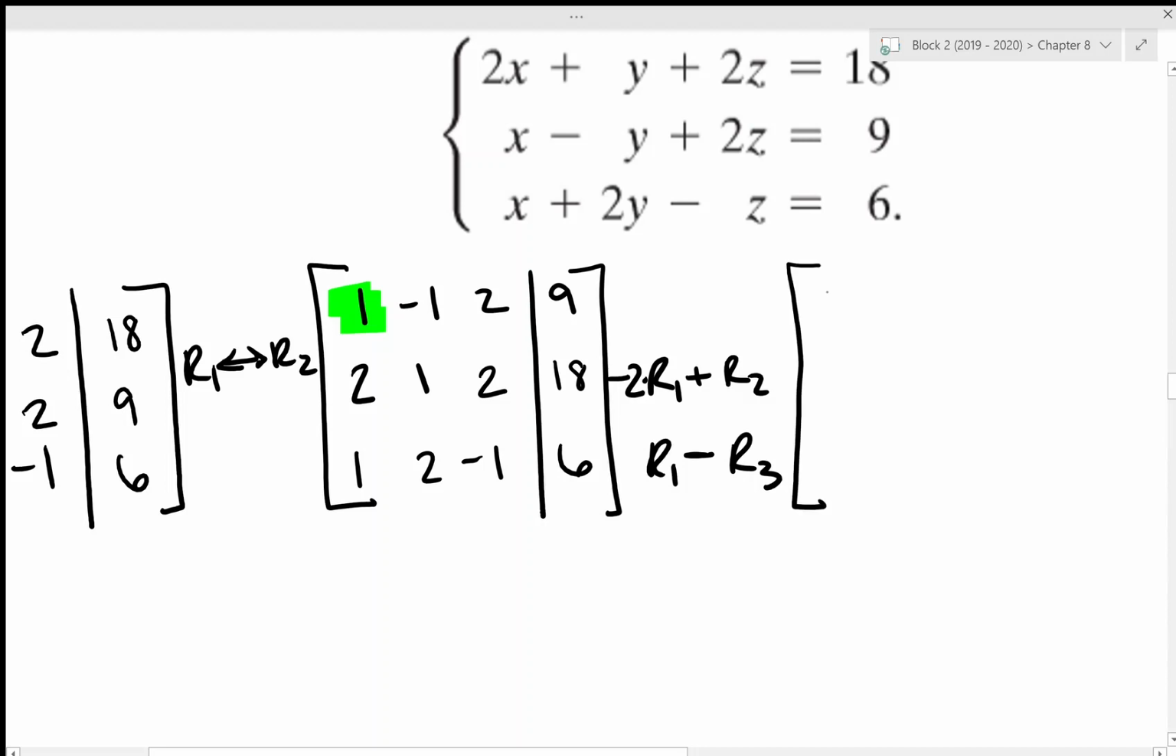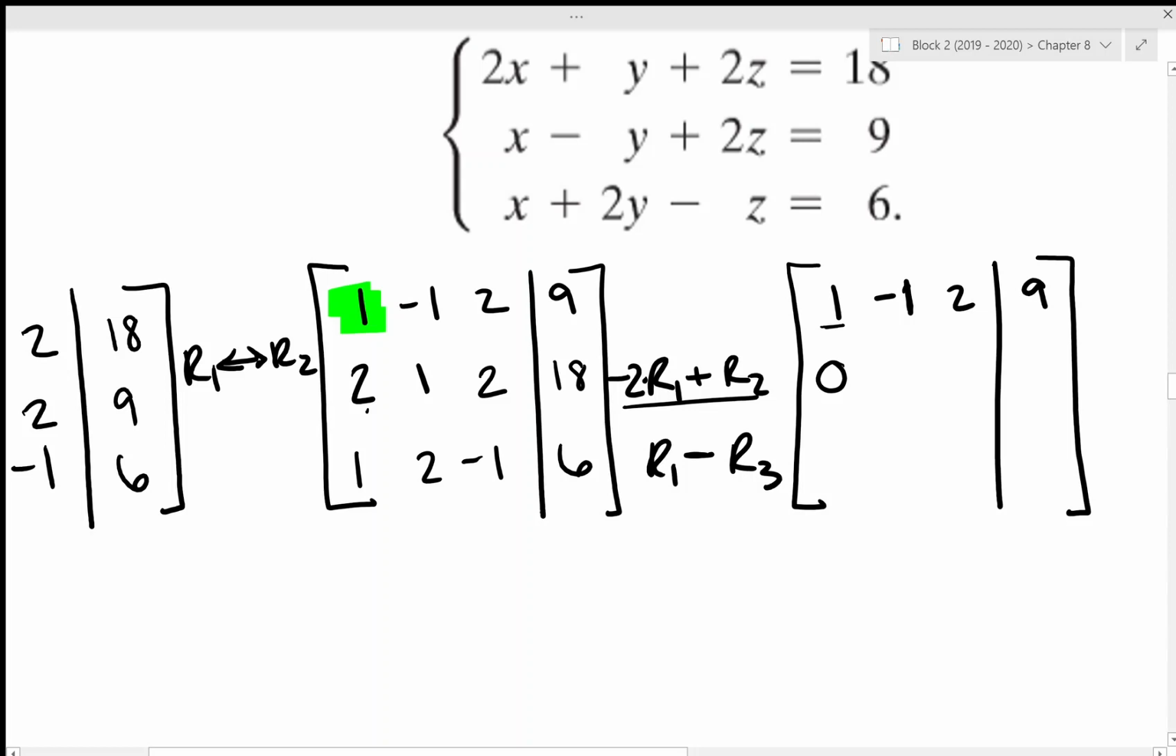So when I do that, I'm going to have 1, -1, 2, line 9, because I'm not actually changing row 1. I'm just utilizing it. So now I'm going to do the second row. -2 times 1 is -2 plus 2 is 0. -2 times -1 is +2 plus 1 is 3. -2 times 2 is -4 plus 2 is -2. And then -2 times 9 is -18 plus 18, I get 0. So row 2 is done.